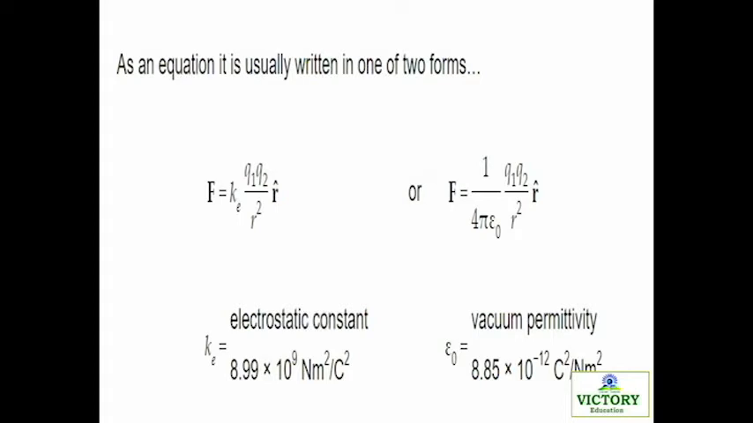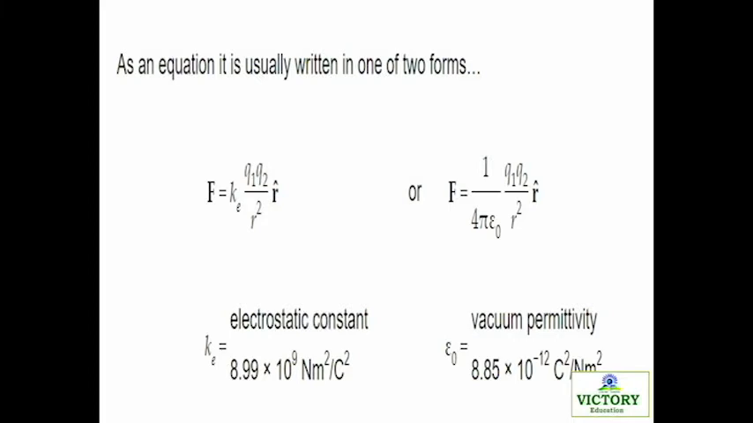We know that the E naught value is 8.85 times 10 to the power of minus 12 C square per N m square. So if you substitute the value, you will get Ke, the electrostatic constant, as 8.99 times 10 to the power of 9 N m square per C square. For easy calculation, we always consider 8.99 as 9 times 10 to the power of 9 N m square per C square.